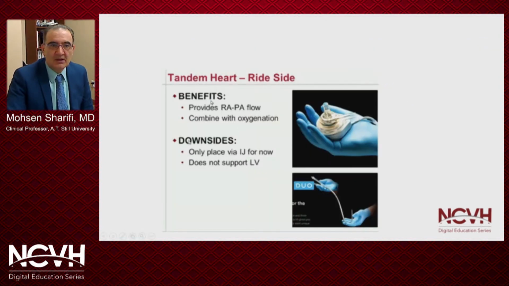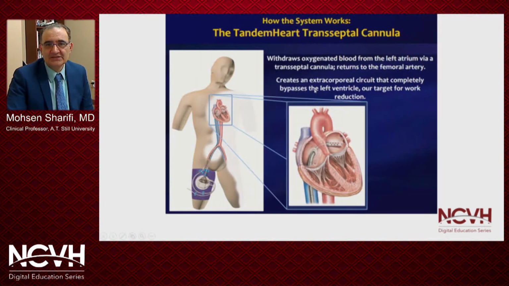The tandem heart, which is usually used for the left side, can be used on the right side as well. It does provide RA and PA flow, and it does provide oxygenation. The downside is it is placed through the IJ, and it doesn't support the LV if it's done that way. This is a traditional left-sided tandem heart transseptal cannula. The catheter is placed in the left atrium, and the other return is into the femoral artery.